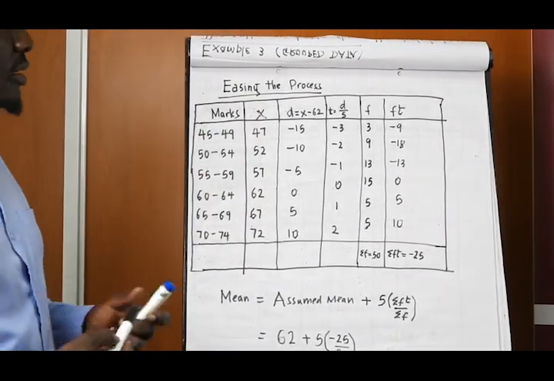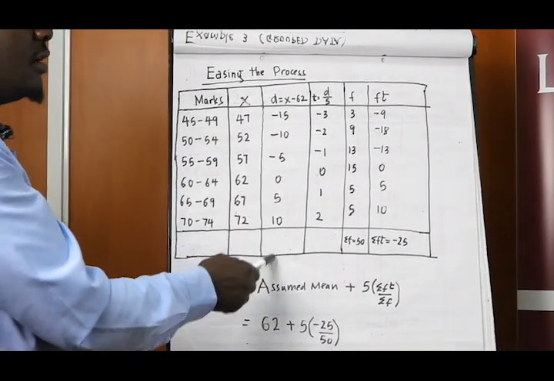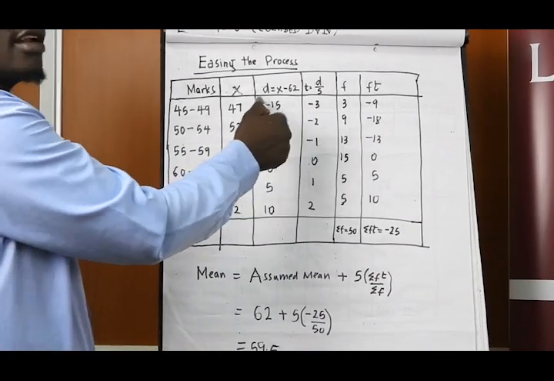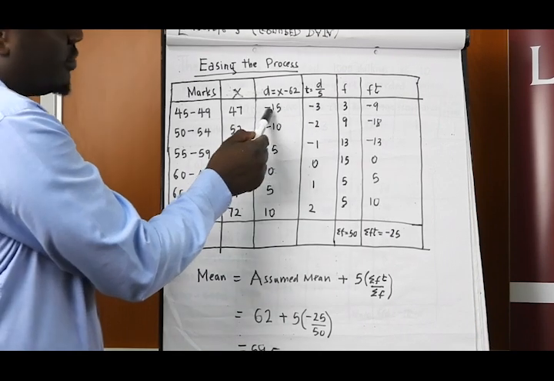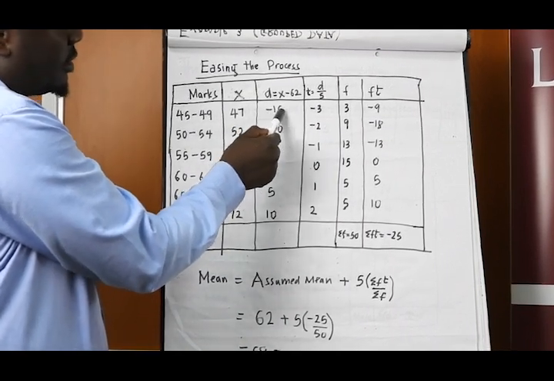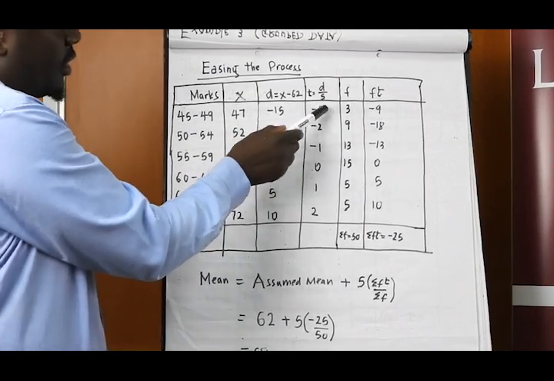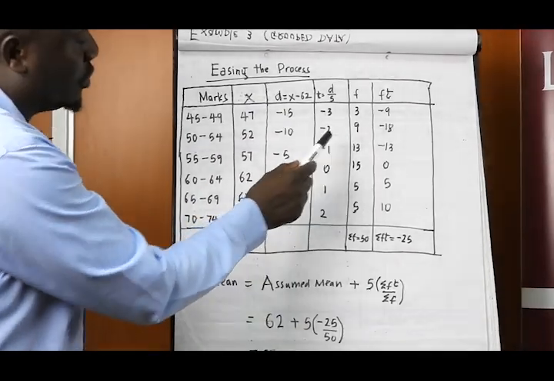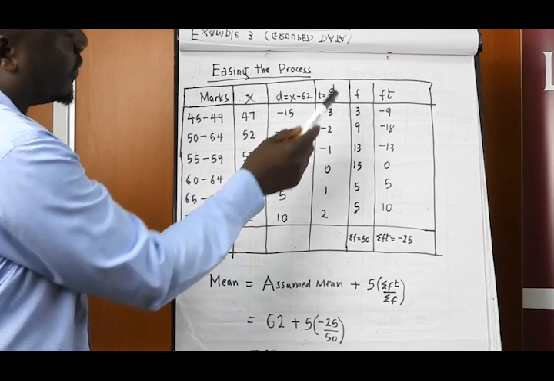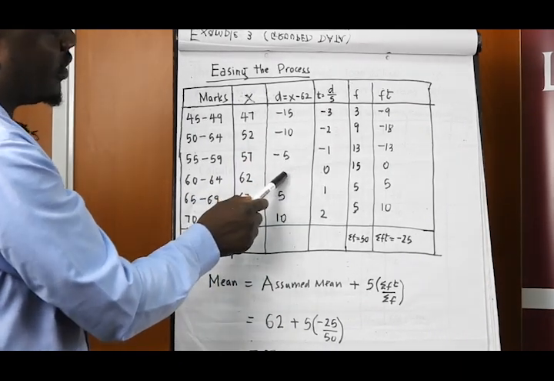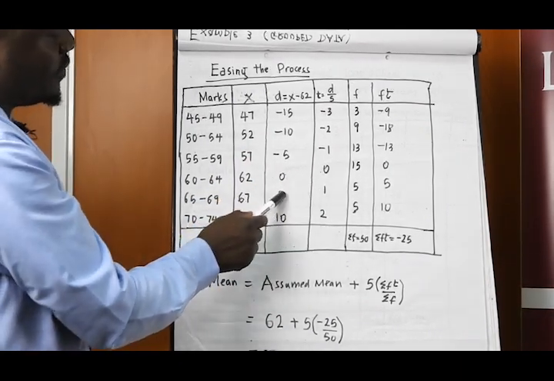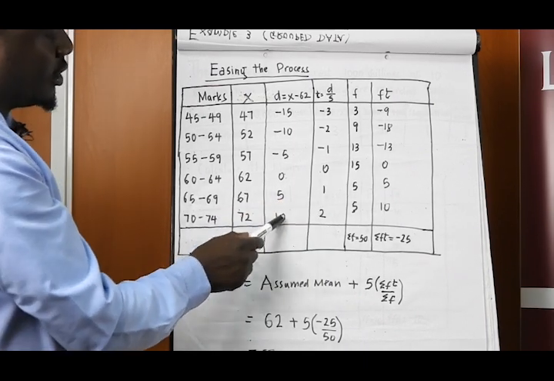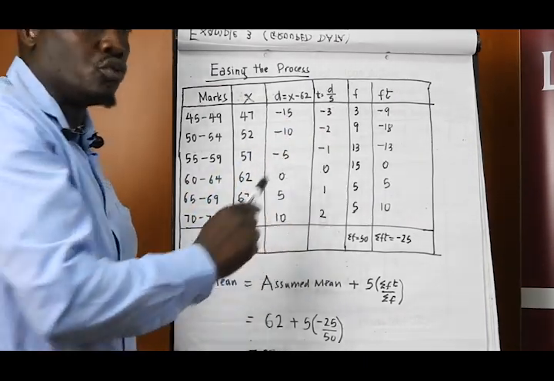So we can make our work easier by dividing them by 5. It's easier to work with a 3 than a 15. So by dividing by 5, negative 15 divided by 5 gives negative 3. Negative 10 divided by 5, I'll get negative 2. Negative 5 divided by 5, negative 1. 0 divided by 5, 0. 5 divided by 5, 1. 10 divided by 5, 2.